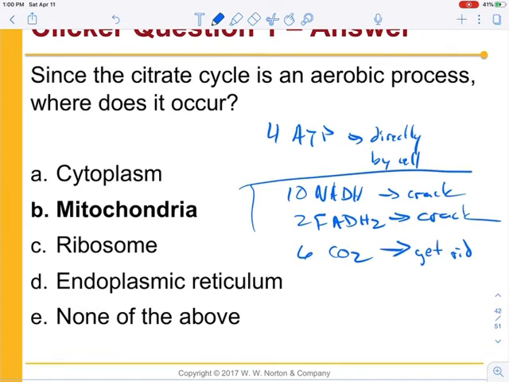And so the next chapter is to look at how to get ATP out of these reduced electron carriers that we've made. And we'll do that via the process of oxidative phosphorylation. All right.